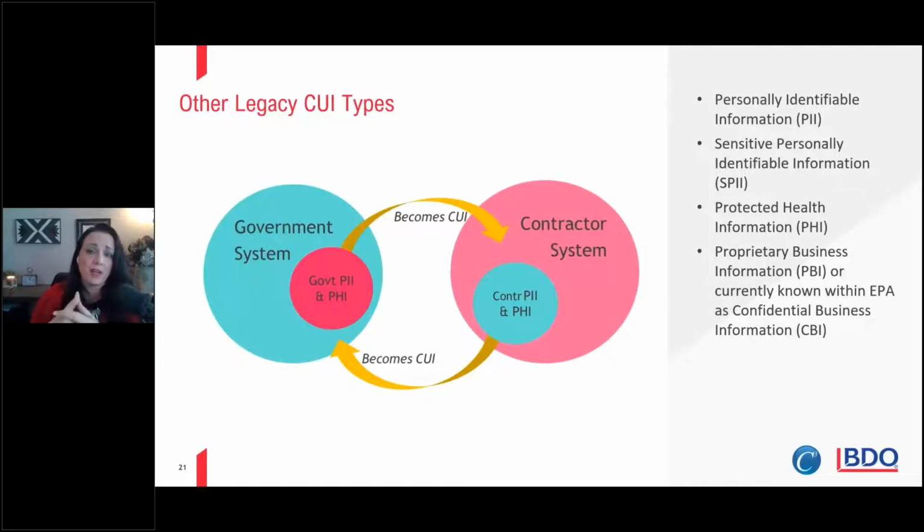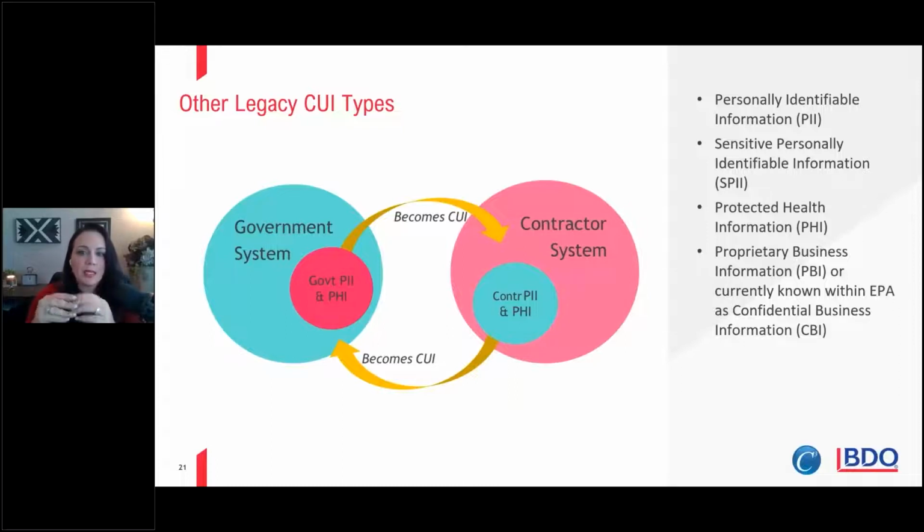So let's say you have a government contract with the VA, and you have built and managed a database on behalf of the VA that holds both PII and PHI, or either or. At that point in time, the government's PII and PHI, when it's transferred to your system, now must be protected as CUI. So that's one of those little tricky persnickety things. Your own PII must be protected under privacy controls, but the minute you send it to the government, they must safeguard it as CUI. The government's PII and PHI, when sent to you, you must safeguard as CUI.